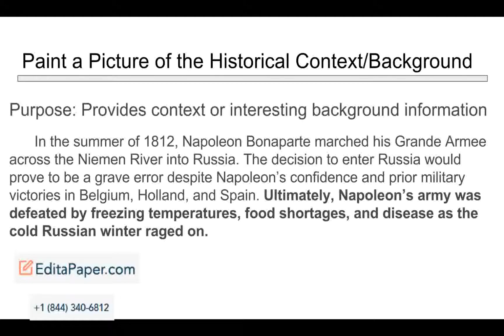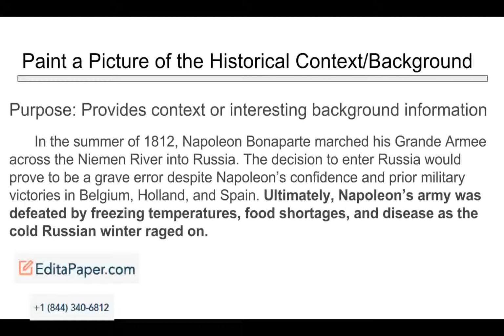The second hook strategy is painting a picture of the historical context or background. So if you're writing about a novel that is taking place in a certain moment in history, or you're writing about a historical event or a historical figure, you can really use sensory-rich description to bring that moment to life or provide some background before that moment that you're going to write about so that your reader understands what you're about to say a little bit better.